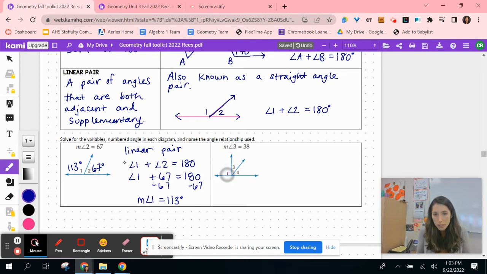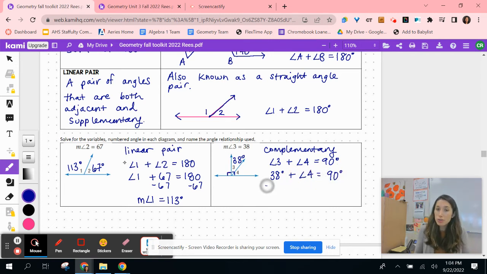We have this little right angle symbol here. So that means these angles also form a right angle. These are a set of complementary angles. Complementary is when they add to 90. So angle 3 in this diagram and angle 4 add to 90 degrees. We know angle 3 is 38, so I'm going to put a 38 here for angle 3. And then all I have to do is subtract that on both sides, and then we will get the measure of angle 4.